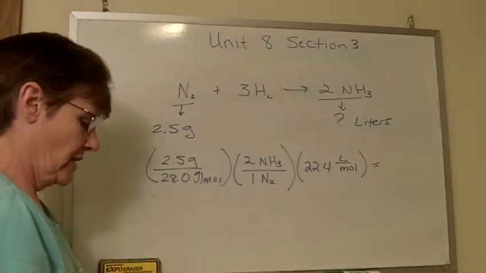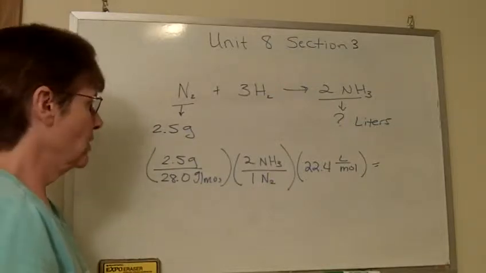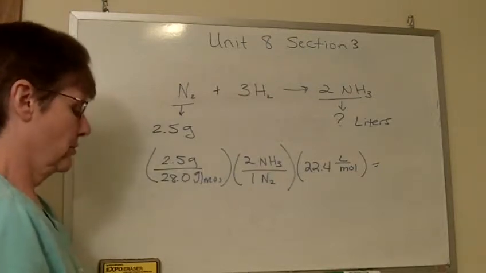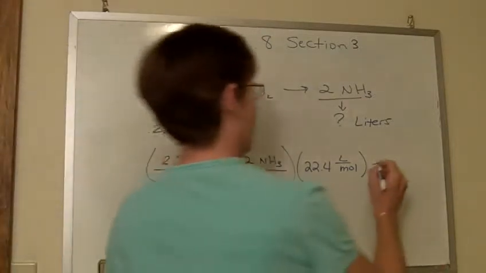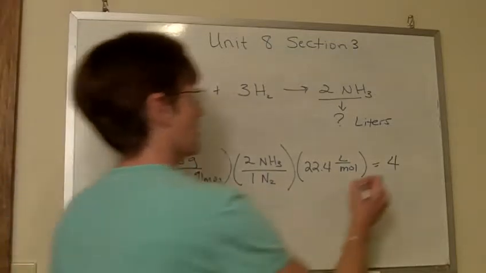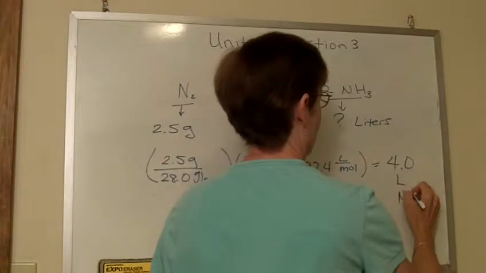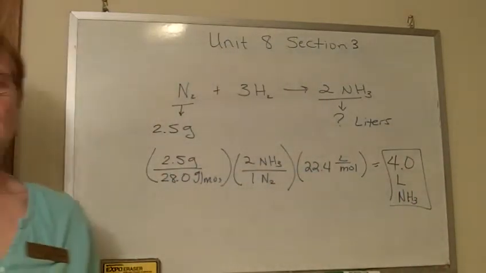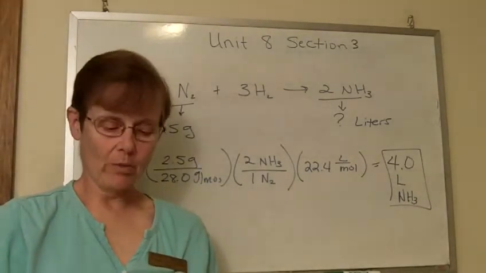So let's do the math. 2.5 over 28 times 2 times 22.4. Wow, that came out to 4 exactly. Never could have planned that. So let's see, for significant figures, 2, I guess. So we'll call that 4.0 liters of NH3. Box that off, and there's our answer. So that's an example of a mass volume problem.